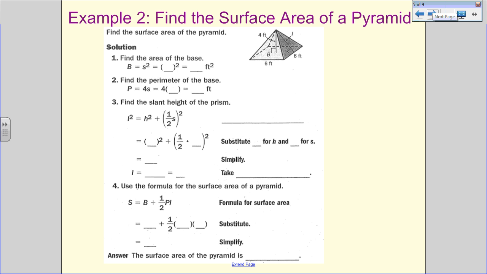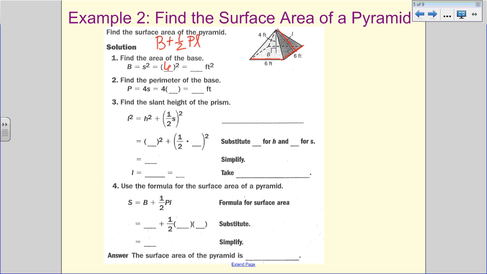So let's find the surface area of a pyramid. All right, if we take a look here, we need to find L. I don't know what this slant height is. So it's going to be one of our steps. So let's take a look at what they say to do. Your formula is B plus 1/2 P times slant height. So what they're going to take us through is finding the area of that base. The base is a square. It's 6 by 6.